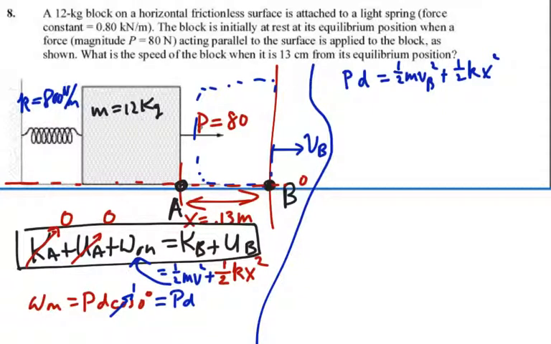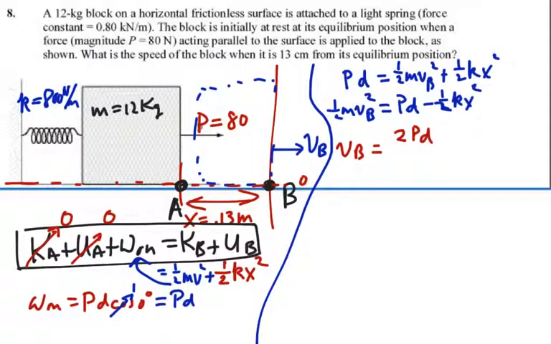Solve this for the velocity at point B. So we have 1/2 the mass times the velocity at B squared is equal to PD minus 1/2 kx squared. Multiply both sides by 2, divide by mass, take the square root, and now I have that the velocity at B is equal to 2P times D minus kx squared divided by the mass, square root.